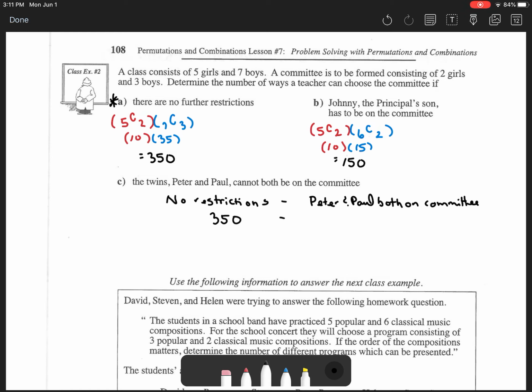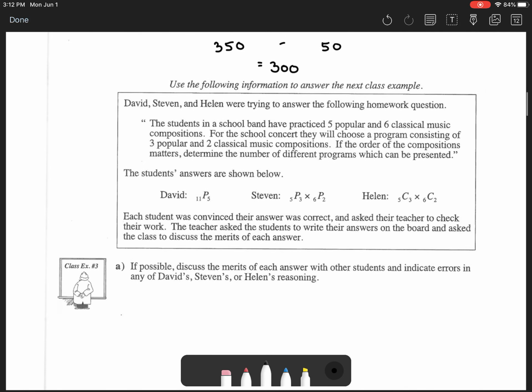Now, Peter and Paul both being on the committee again does not change the way I select the girls. It's 5 choose 2. What it does is affect the calculation of the boys. There were 7 boys. I put Peter and Paul both on the committee, which means there are only 5 boys left, and I only have to choose 1 more because there has to be a total of 3 boys. So this becomes 350 minus 5 choose 2 times 5 choose 1, which is 50. So the final calculation here is simply 300.